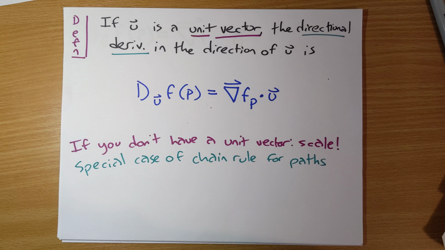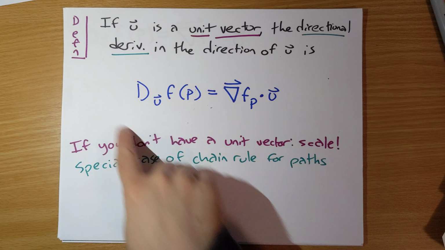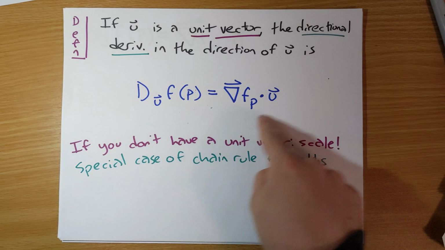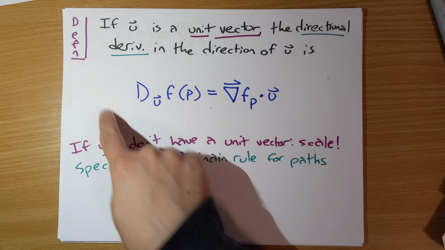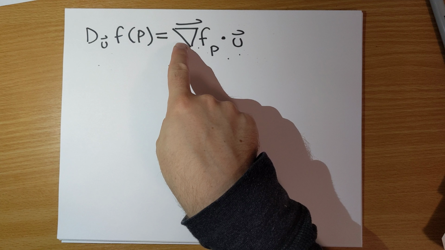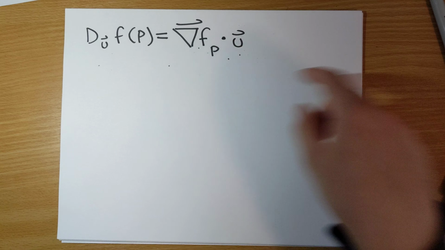Last video was about the directional derivative. Right here is the definition of the directional derivative. Let's play around a little bit with this formula. So I kind of took this and put this onto this sheet right here. So this is the gradient of f evaluated at p dot product with u.